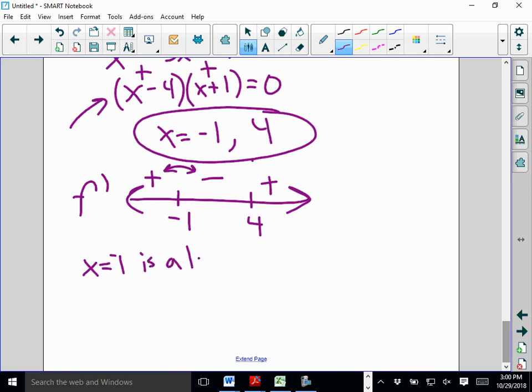What I like to do to help myself with this is think about what's going on, so I draw a little shape here. To the left of negative 1, f was an increasing function. And then after negative 1, the function started decreasing. Clearly, this right here is a local max. And I need to explain that. x equals negative 1 is a local max because f prime switched from plus to minus.